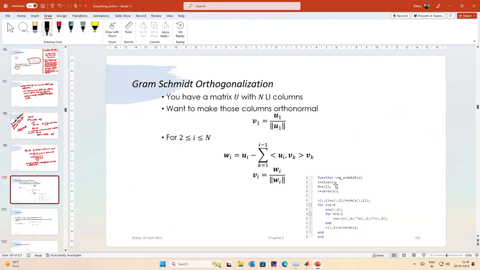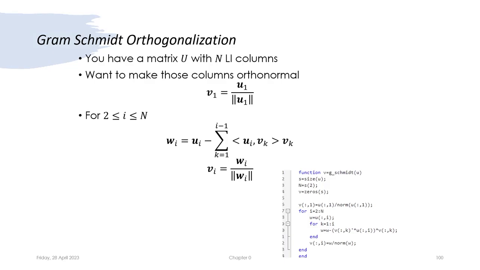So, the next thing we will talk about is Gram-Schmidt orthogonalization. Let us revisit a couple of definitions before we talk about this. We know that columns of a matrix are called linearly independent when you cannot express any of those columns as a linear combination of the other columns. But linear independence does not imply orthogonality. Orthogonality does imply linear independence, but linear independence does not imply orthogonality.